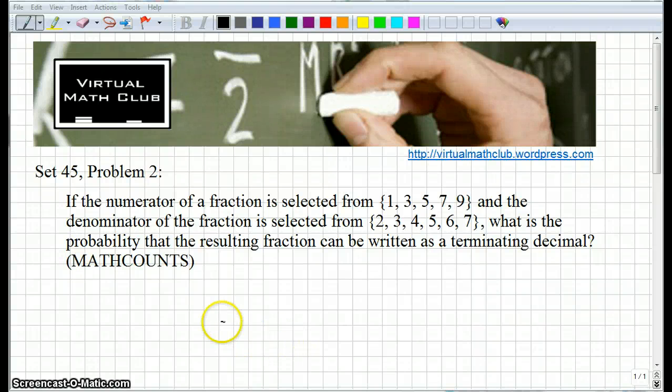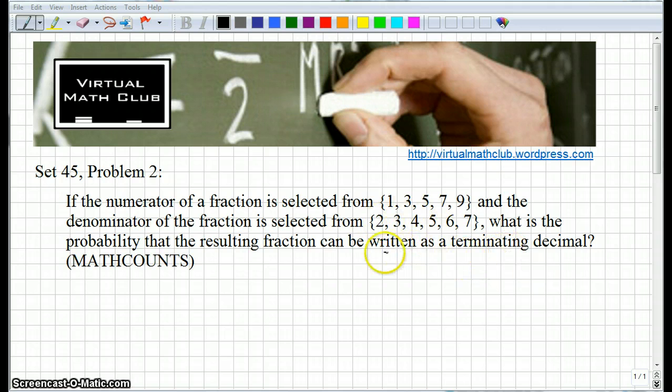Problem number 2. If the numerator of a fraction is selected from this set, 1, 3, 5, 7, 9, and the denominator of the fraction is selected from this set, 2, 3, 4, 5, 6, 7, what is the probability that the resulting fraction can be written as a terminating decimal?